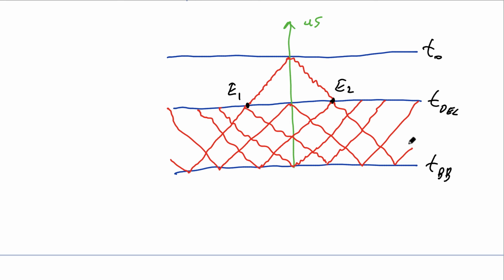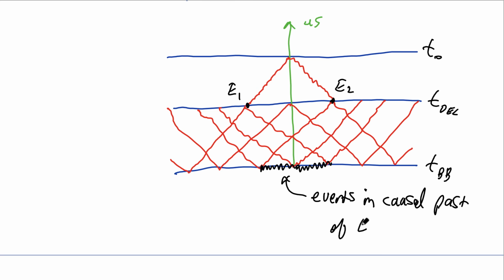So you can see in this case there's plenty of overlap here at the time of the Big Bang, sets of events that can influence both E1 and E2. So these are events in the causal past of both E1 and E2. So there's plenty of time for information to be exchanged back and forth between the regions of the universe that evolved to E1 and E2.